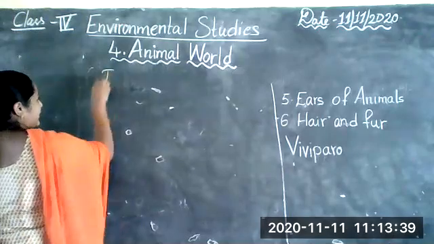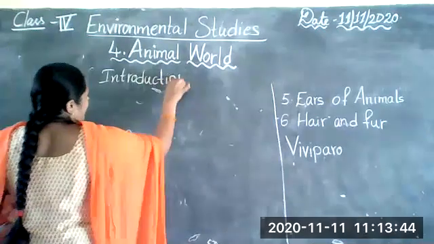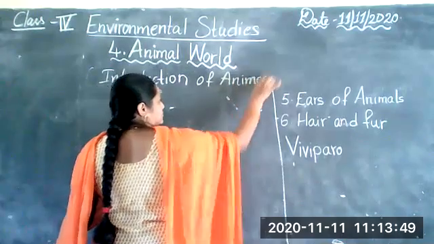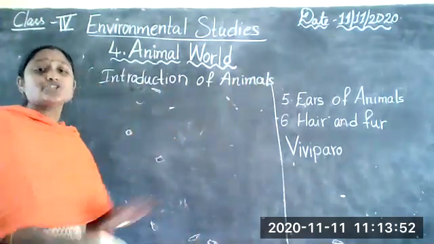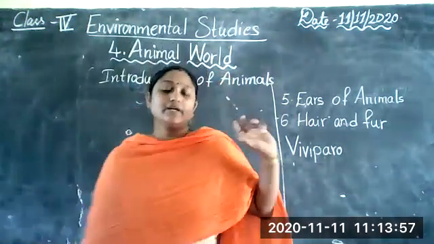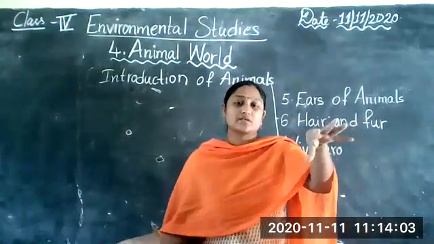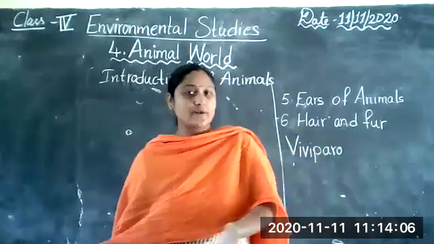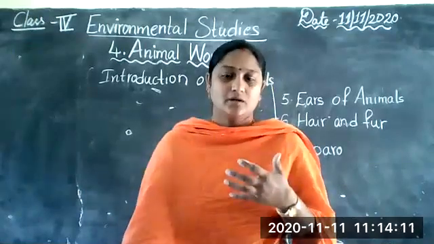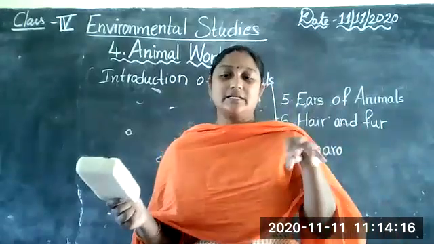So here I am giving the introduction of animals. In this introduction of animals, children, I already taught you animals also have families and they live in groups because they protect themselves from enemies, and next they do so to find food and water. That is why they all live in groups, in families.